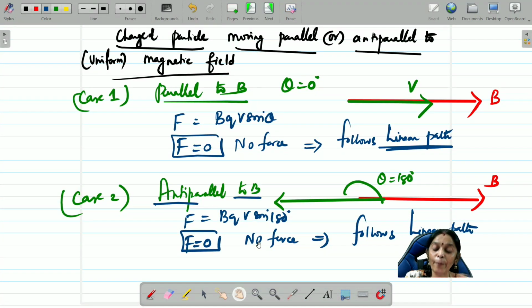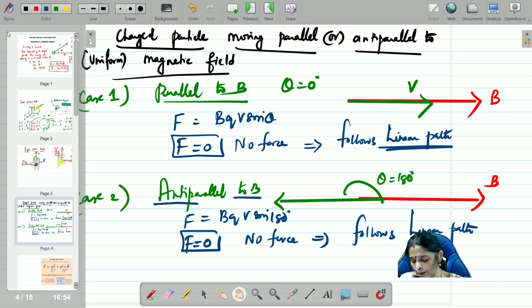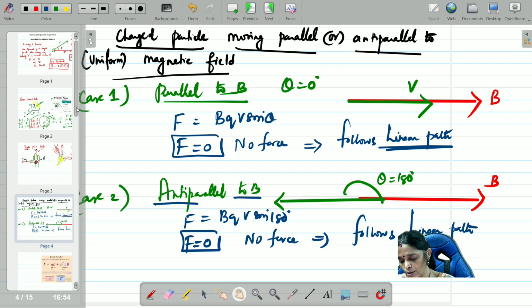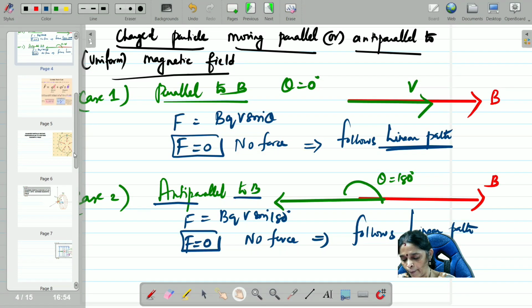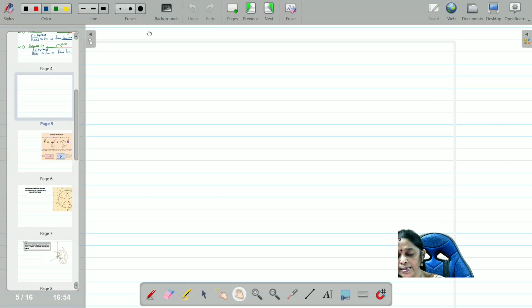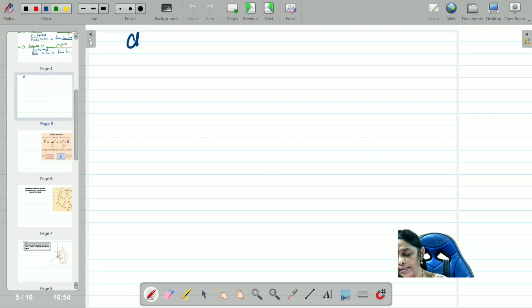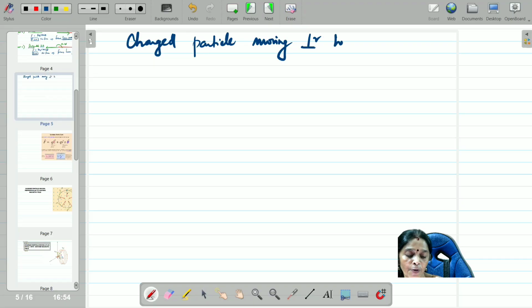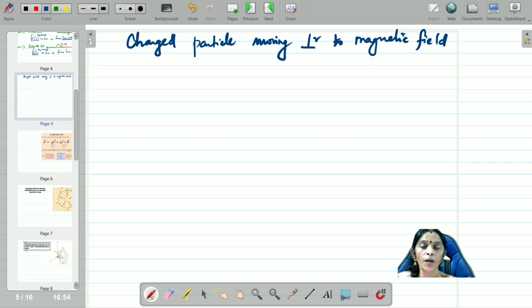Now I'm going to go for the perpendicular case. Charged particle moving perpendicular to the magnetic field. Let me take the next one, case 3: charged particle moving perpendicular to a uniform magnetic field.